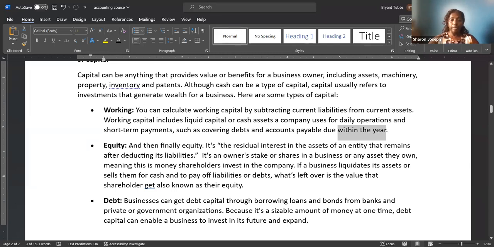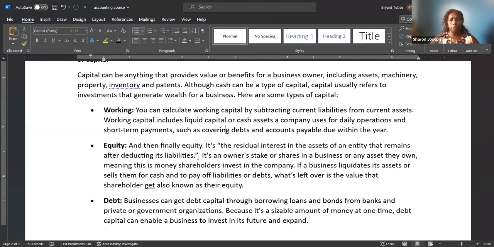Another type of capital is your equity. We talked about equity early on being what's left over or the value that a shareholder will get. The formal definition is the residual interest in the assets of an entity that remains after deducting its liabilities. So it's basically what's left for the stakeholders. If I were to sell off my business, I would pay off all of my liabilities, sell off all of my assets, and whatever is left over is considered the equity.